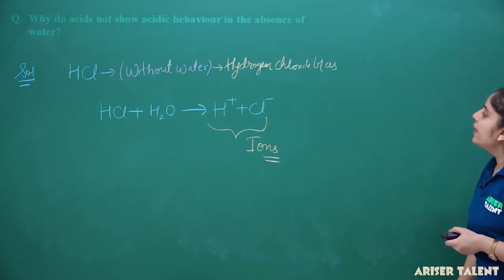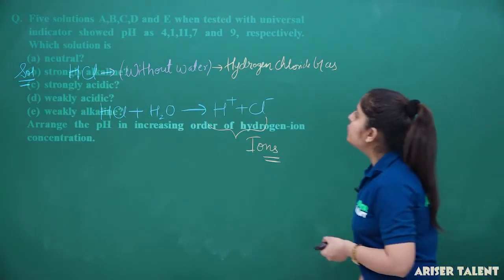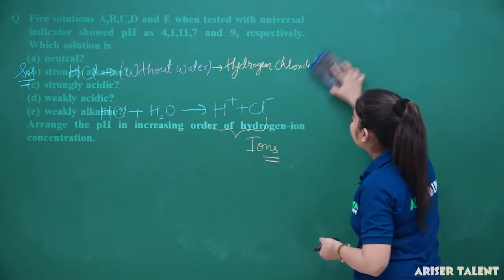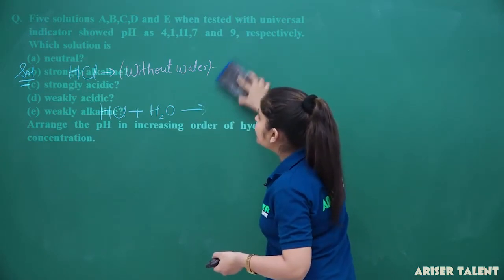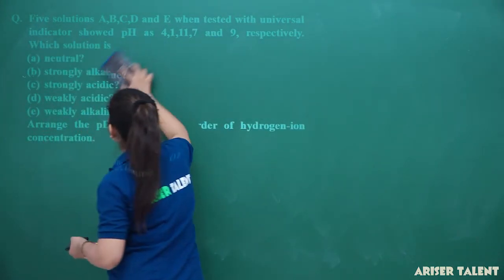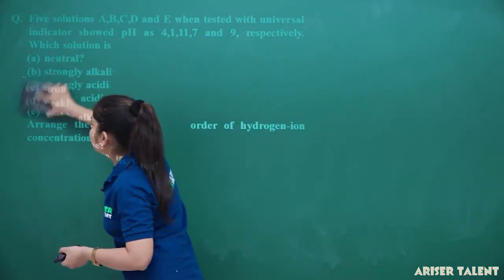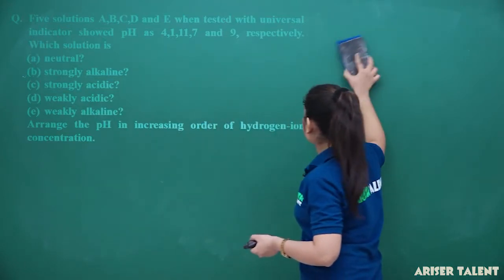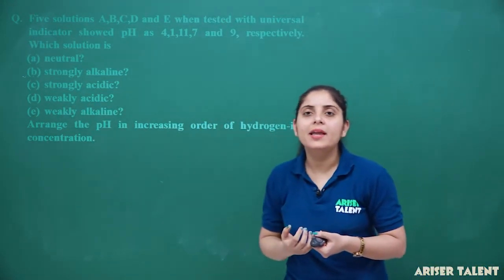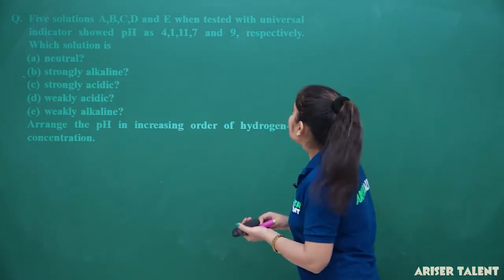Now we are moving to our next question. Five solutions A, B, C, D, E when tested with universal indicator show different pH. Which solution is neutral, alkaline, acidic, weakly alkaline? So now we will discuss this problem, and this problem is somewhat like a HOTS problem, that is from your NCERT question.